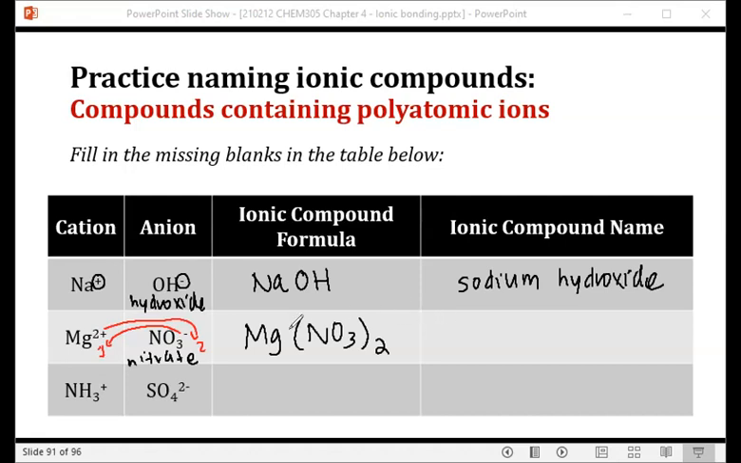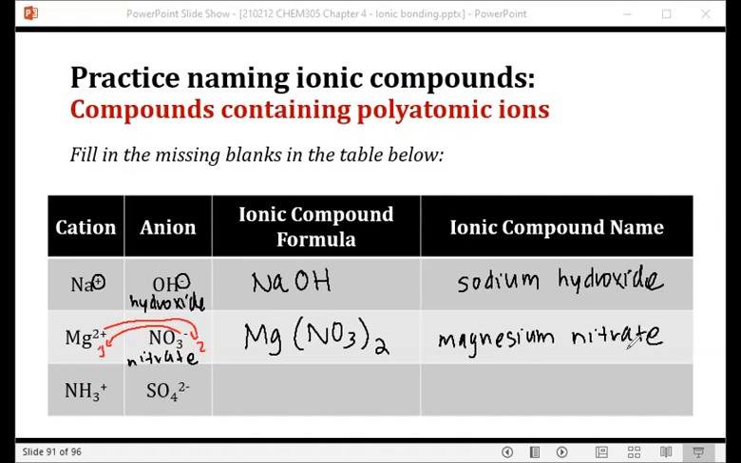And now to name this, magnesium is a type 1 metal, so we just name the metal. No Roman numerals are needed, but if it were a type 2 metal, you'd name the type 2 metal just like you always do. You'd put the name of the metal and then the Roman numerals with the parentheses with the Roman numerals to show the charge. So our metal is magnesium, and then our anion is nitrate.